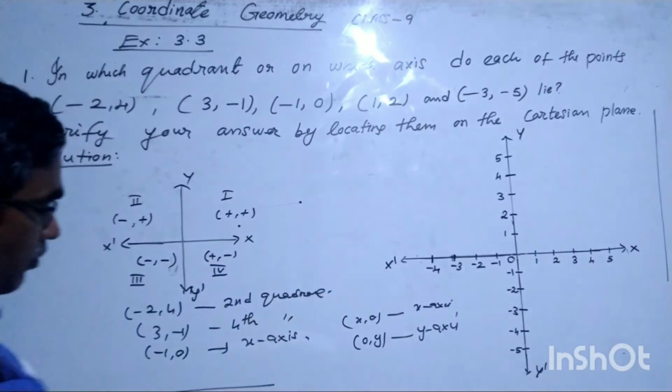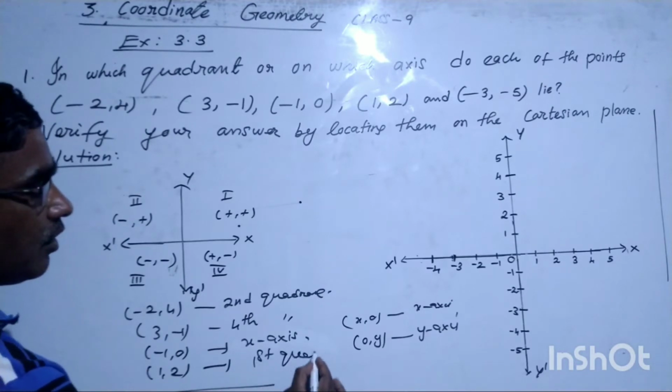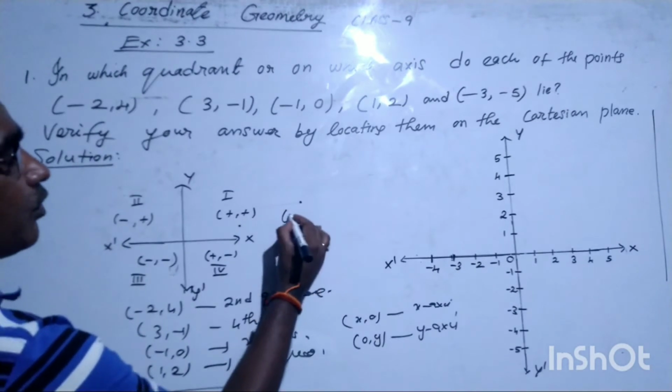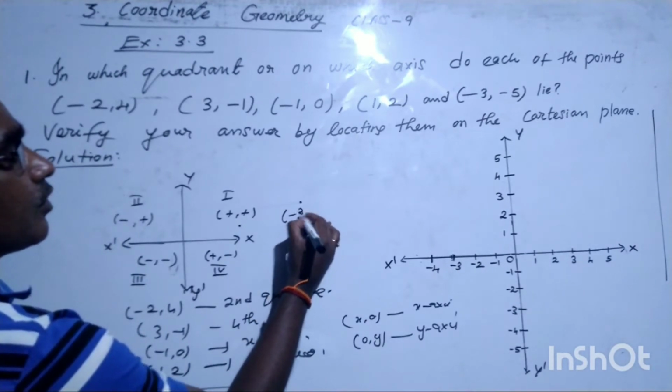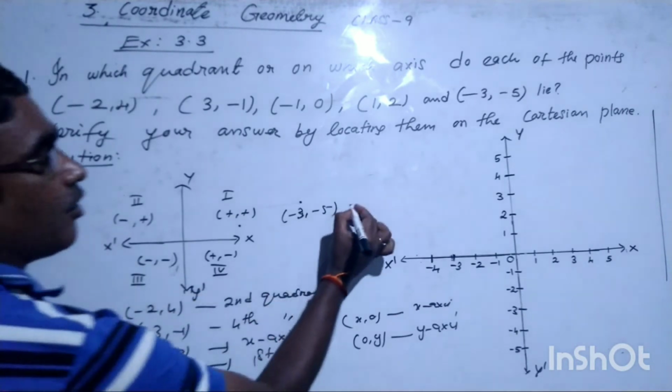1 comma 2. See, both are positive, plus comma plus is the first quadrant. It will be lying on the first quadrant. Minus 3 comma minus 5, both are negative. So negative comma negative, it will be lying on the third quadrant.